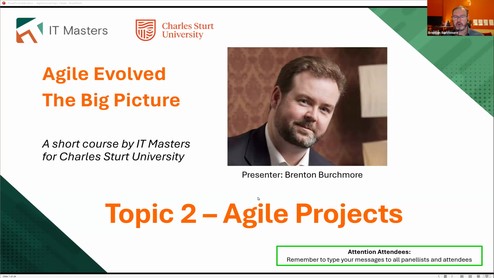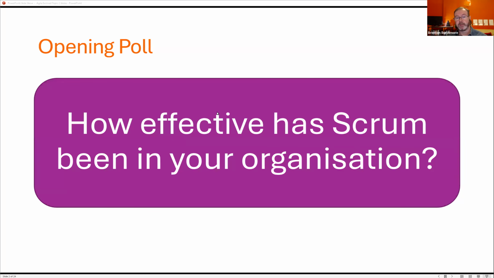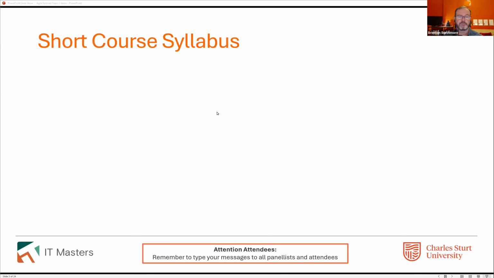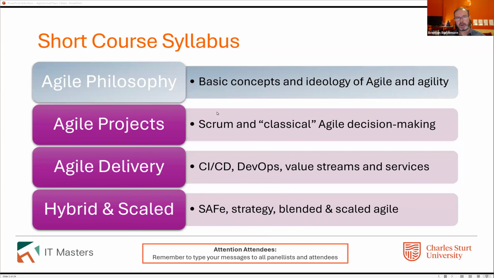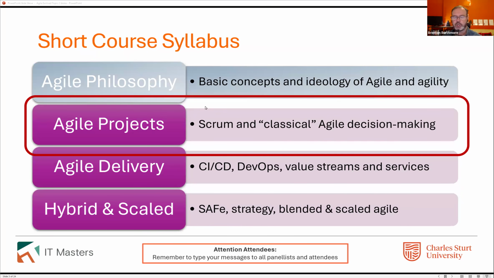Now, let me stop the poll and just remind everyone of the agenda, the syllabus, what we're going through tonight. This is the poll we've just done, so I'll move on from that. The course syllabus, here is where we're up to. This is the second week. You can see we've still got to talk about Agile delivery, which is how you use Agile for ongoing things. That'll be next week. And the final week is hybrid and large scale, etc. So this is where we're up to, Agile projects.